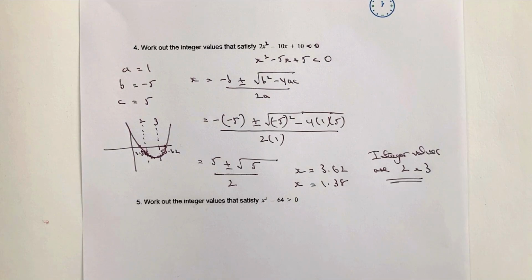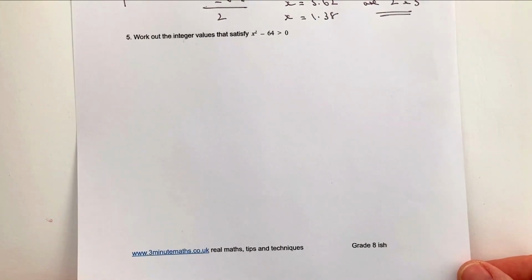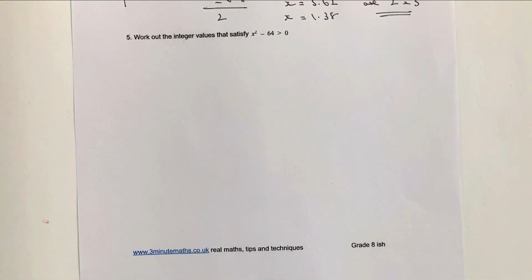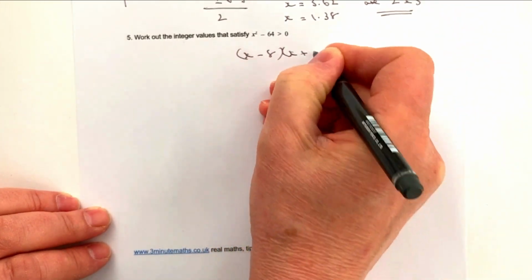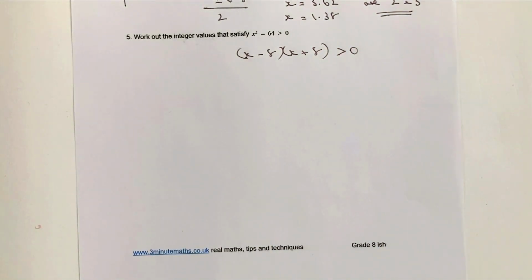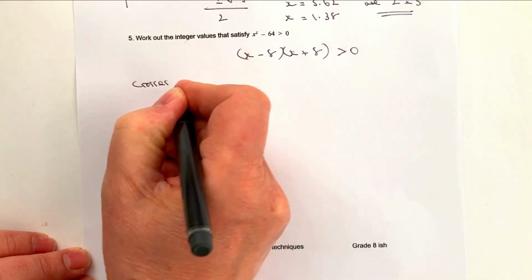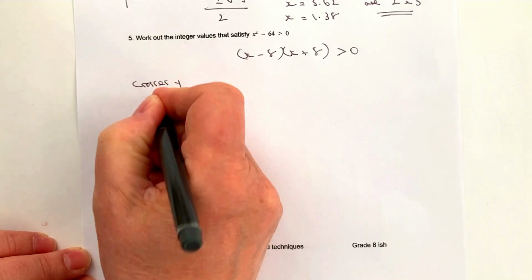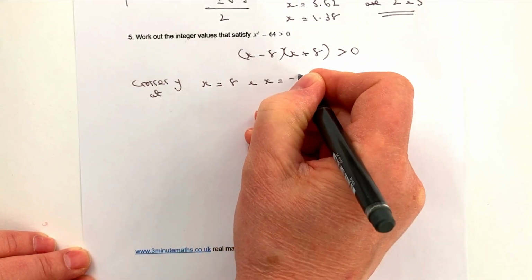Okay, let's go to the final question, which isn't too long. You might recognize that it's the difference of two squares. So rather than writing x squared minus 64, if I factorize that, I can write that as x minus 8 multiplied by x plus 8, and that's greater than 0. So again, as we've done before, it crosses the x-axis at x equals 8 and x equals minus 8.